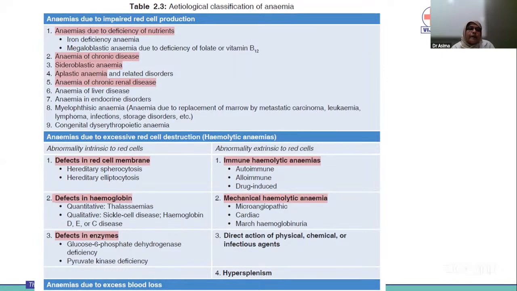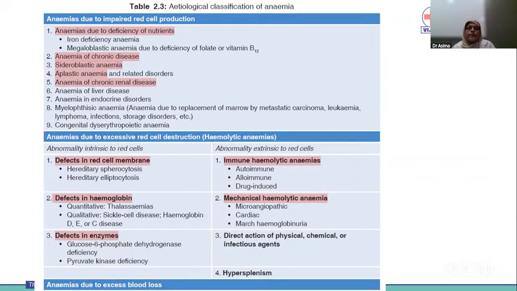What we mean by quantitative and qualitative is, in thalassemias, we have defects in the production of beta globin chains, wherein there is a defective production. So the quantity is decreased. Whereas in sickle cell disease and other variant hemoglobins, the abnormality is in the quality. Due to the gene defect, for example, in sickle cell anemia, we have the glutamate replaced by valine. So here there's a qualitative defect.